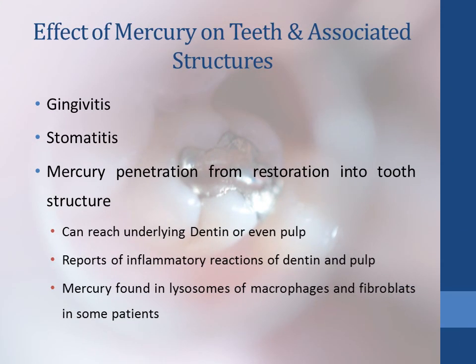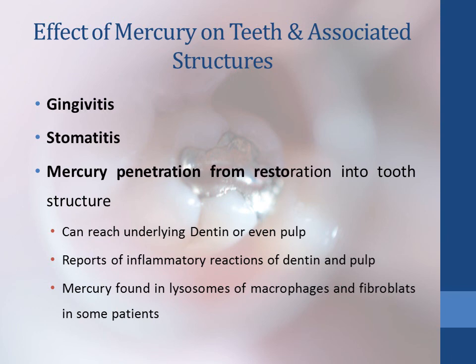Now, the effect of mercury on the teeth and the associated structures: it can lead to gingivitis and stomatitis. Mercury may penetrate from the restoration into the tooth, and it can lead to staining, can reach underlying dentine or even pulp. It can lead to a condition called amalgam tattoo, which appears as a bluish darkening of the gums. There have been reports of inflammatory reactions of dentine and pulp. So this is basically a localized reaction on the tooth due to amalgam. Mercury was found in the lysosomes of macrophages and fibroblasts in some patients.